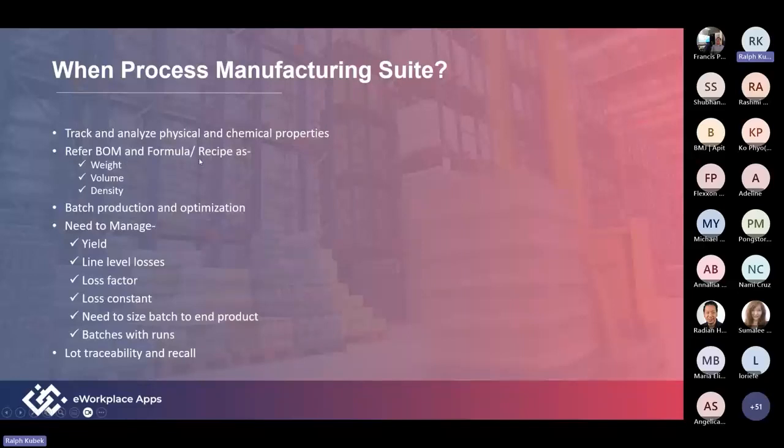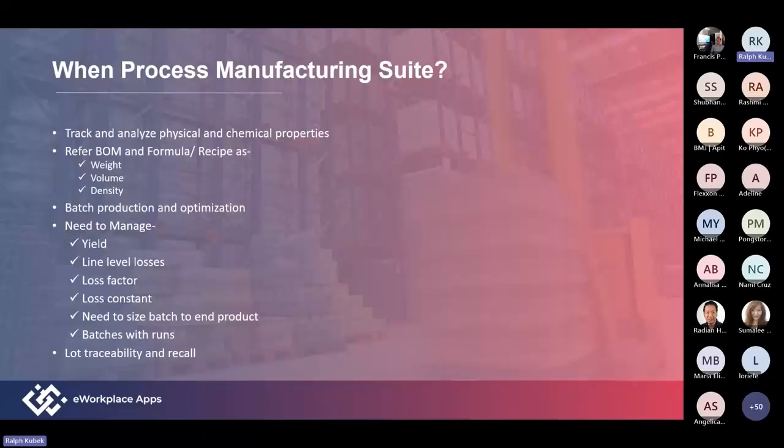Bills of material, their recipes, and people begin to create them based upon weight and volume, not only discrete unit of measure. And because we have weight and volume, we need to support density. They manage yield. There's also different types of losses. And we'll explain that as we're going through the setup of a formula.